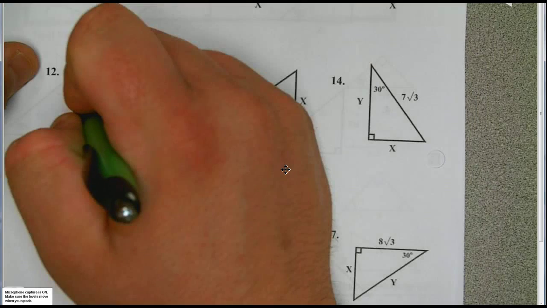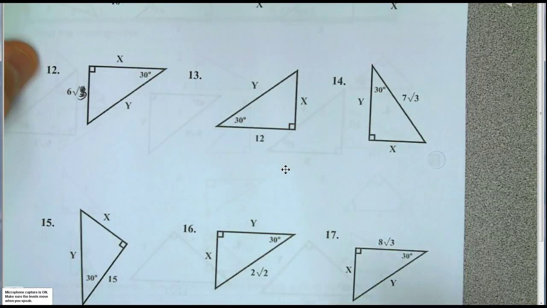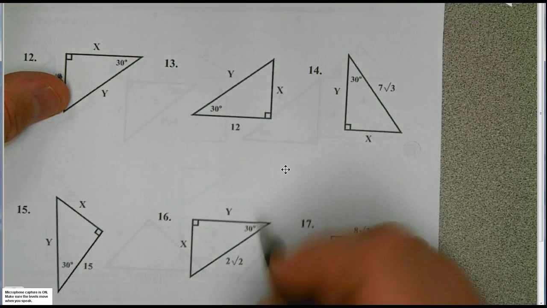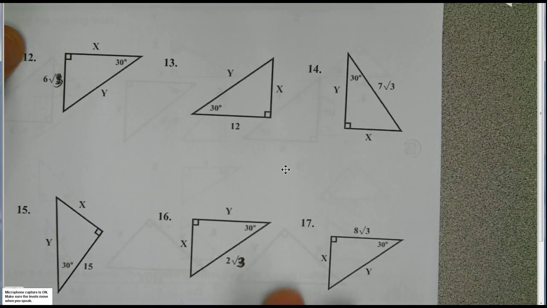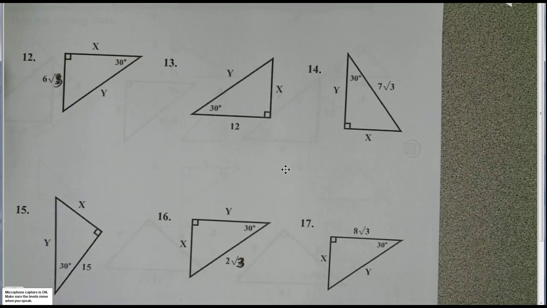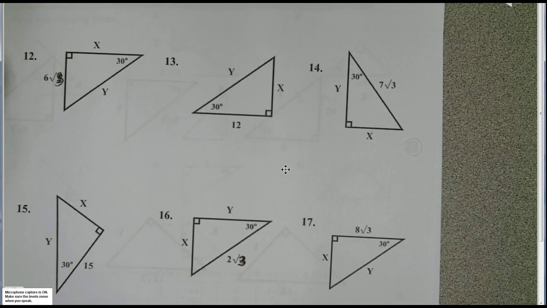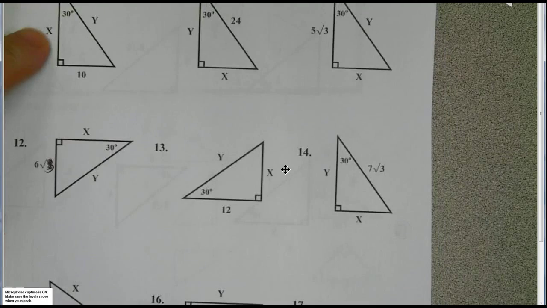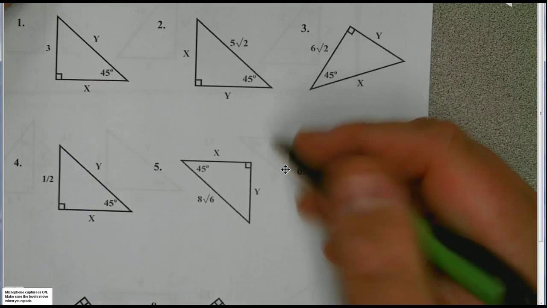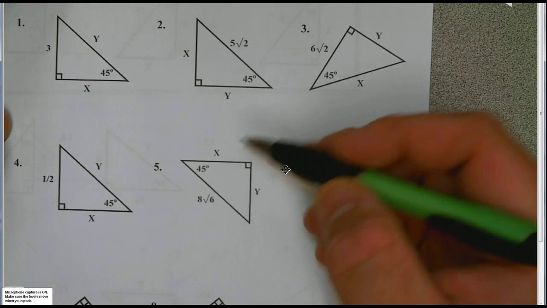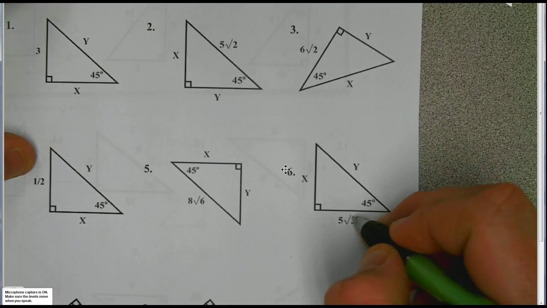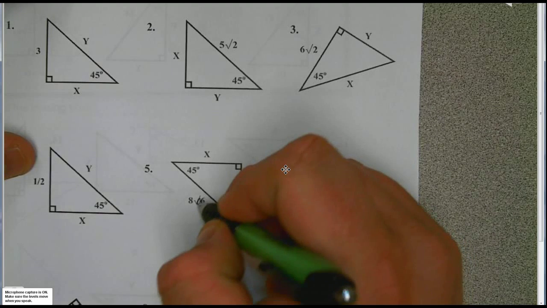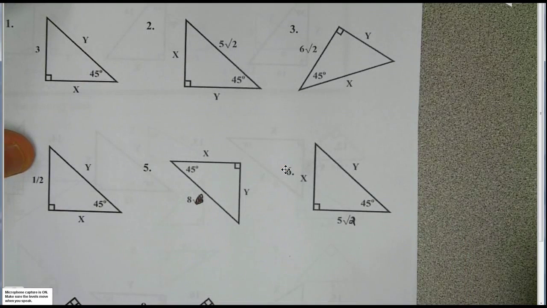This should be 6 square root of 3. This should be 2 square root of 3. And I think that's the only correction I have to make. Yep. 2 square root of 3 and 6 square root of 3. The rest of these, let's see. This should be 5 square root of 2. And we'll just make this one 8. I don't really care about the square root of 6.